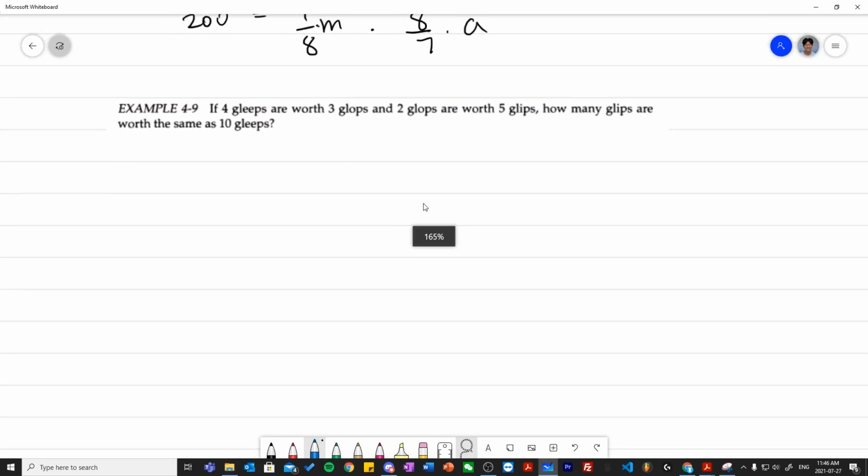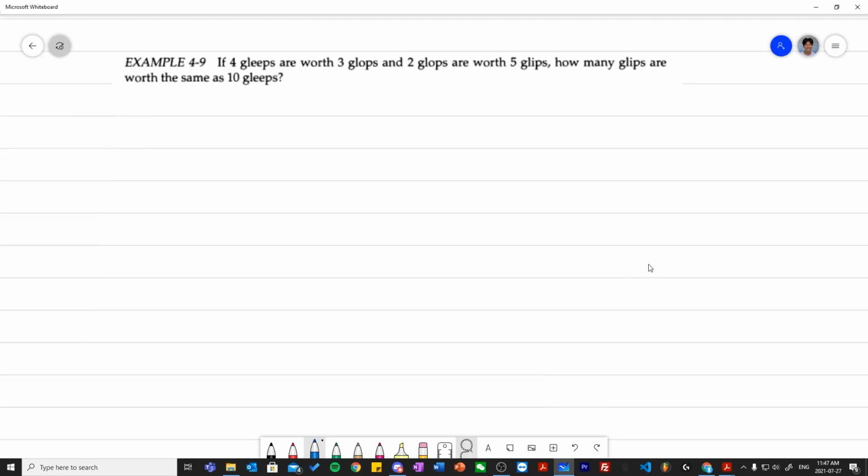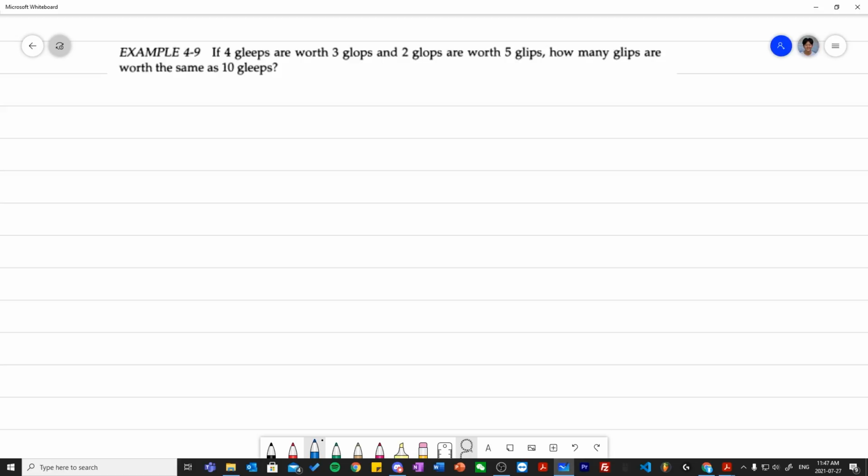If 4 glyphs are worth 3 glops and 2 glops are worth 5 glyphs, how many glyphs are worth the same as 10 glyphs? It's like I'm reading a Dr. Seuss book almost. I'll give you a little time with this. You can always speak up if you need any hints. I'll give you maybe 2 minutes. I'll check on you at 11:49.